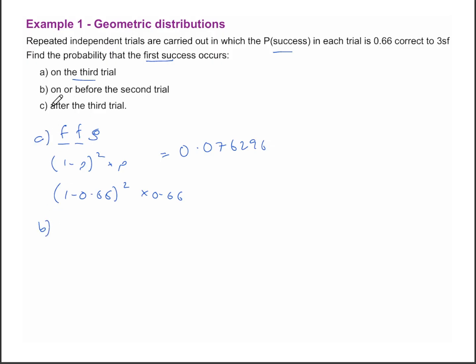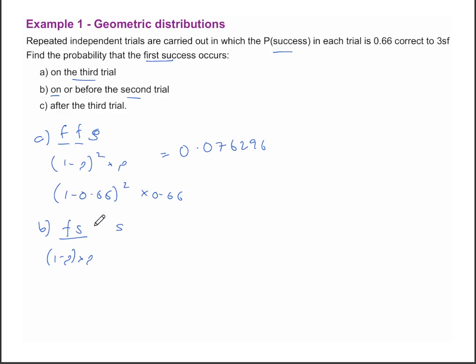For part B, we are told to find the probability that the first success occurs on the second trial or before the second trial. So we can have our success on the second trial, which means the first one is a failure and the second one is a success, or before the second trial, which means in the first trial, which just means directly a success. For the first option, we will take (1 minus p) multiplied by p because we want a failure first. So we'll take the probability of failure multiplied by the probability of success because we want the success second.